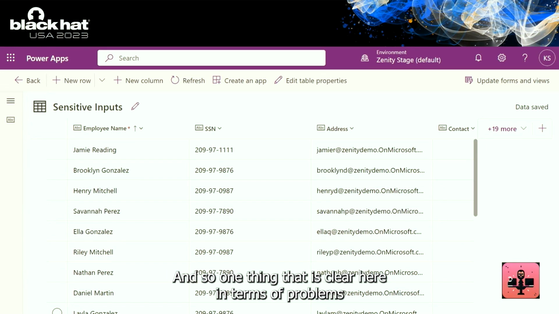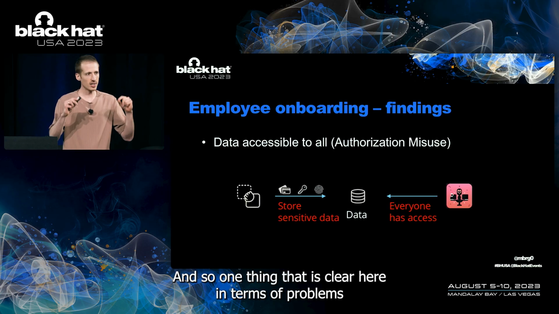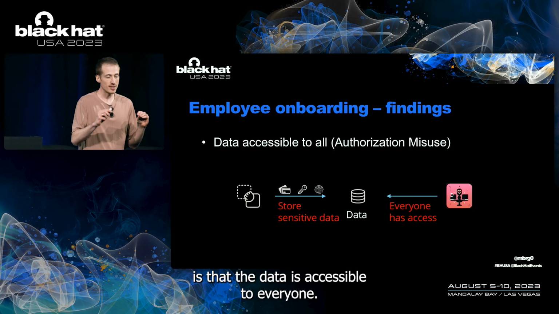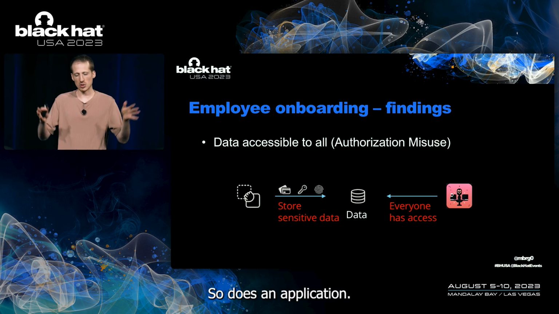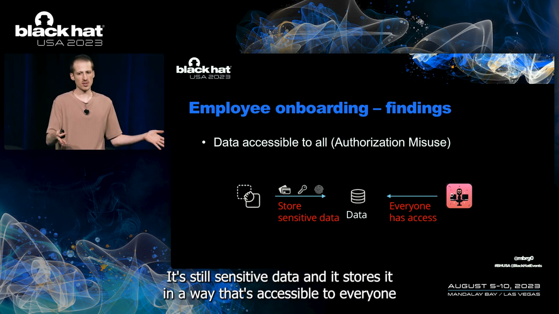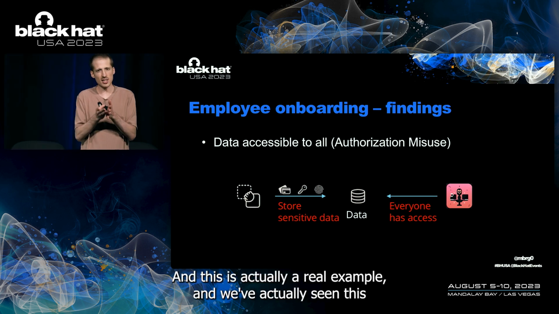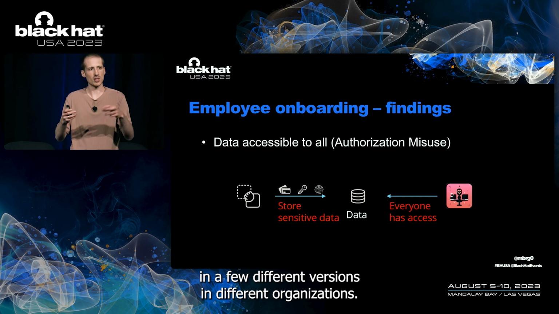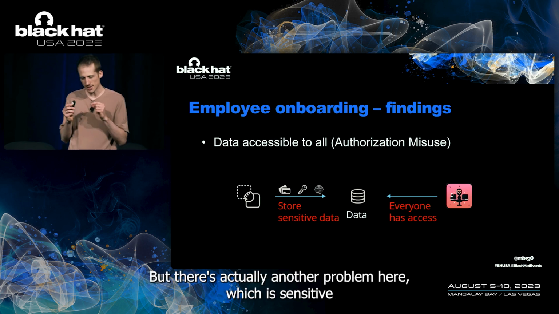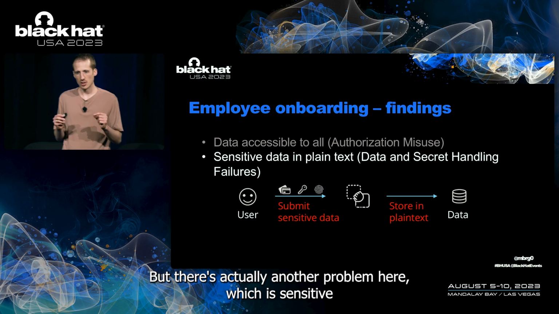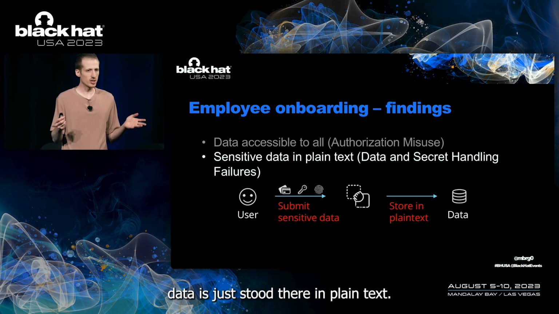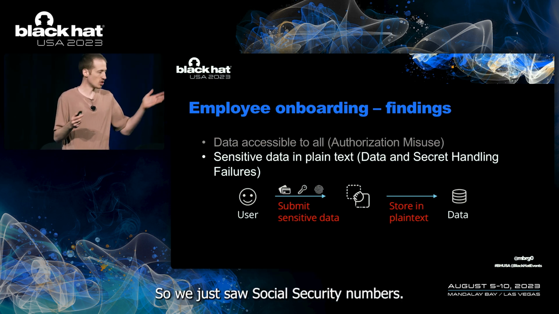So one thing that is clear here in terms of problems is that the data is accessible to everyone. There's an application that stores sensitive data, and it stores it in a way that's accessible to everyone within the organization. This is actually a real example; we've seen this in a few different versions in different organizations. But there's actually another problem here, which is sensitive data that's just stored there in plain text. Right? We just saw social security numbers, we saw PII.